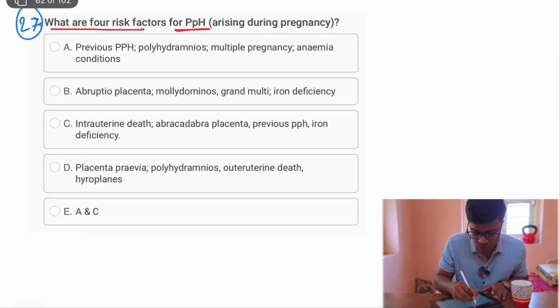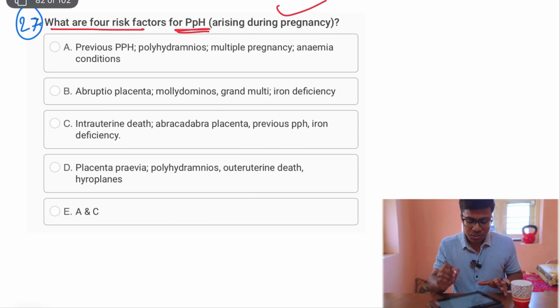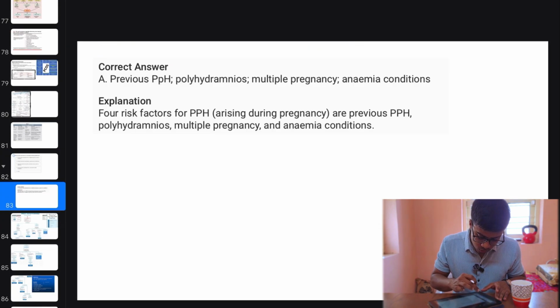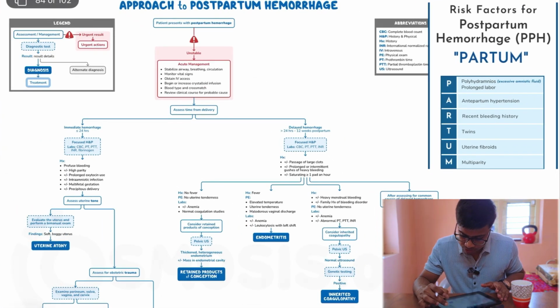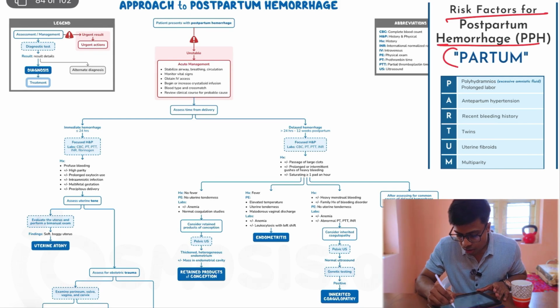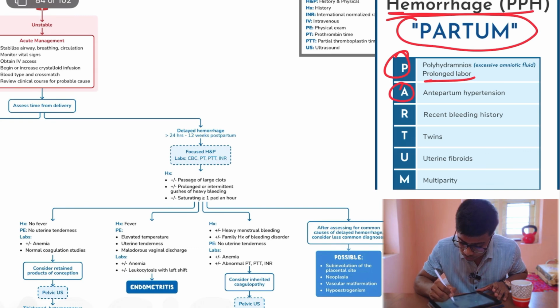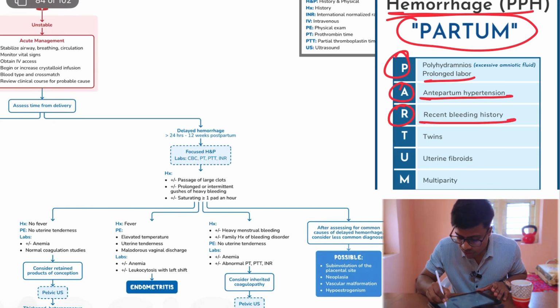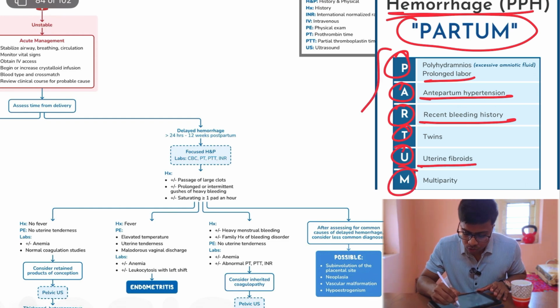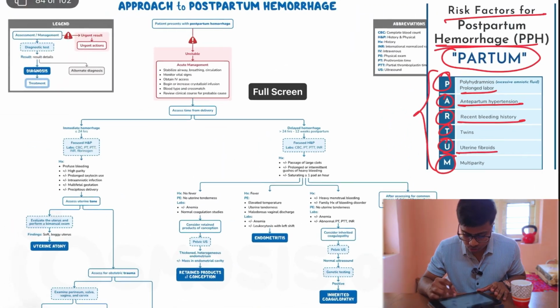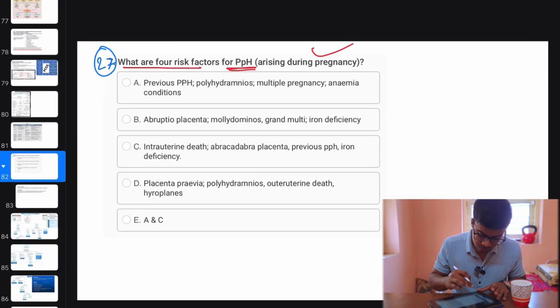What are the risk factors of PPH? This is a PPH question, and it's very difficult to answer without knowing the facts. So let's come to the facts. Facts are like this. Risk factors for postpartum hemorrhage: learn the mnemonic PARTUM. P for polyhydramnios, A for antepartum hypertension, R for recent bleeding history, T for twins, U for uterine fibroids, M for multiparity. If you learn this, you can solve this question. Let's solve the question first, and then we will move forward.